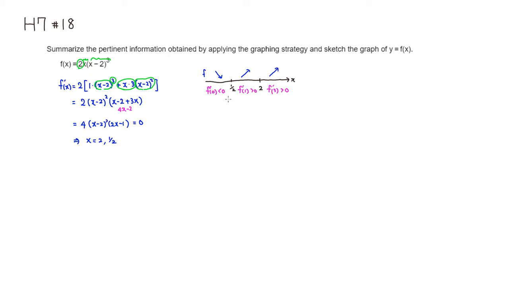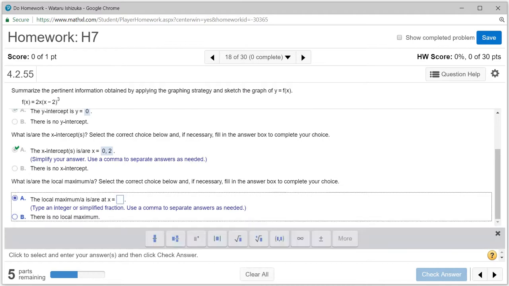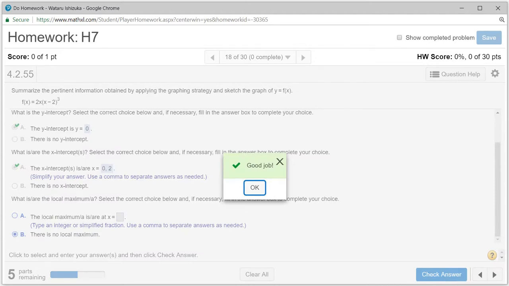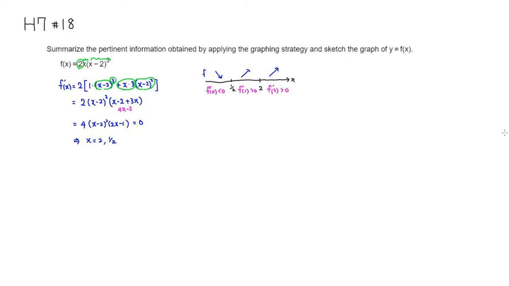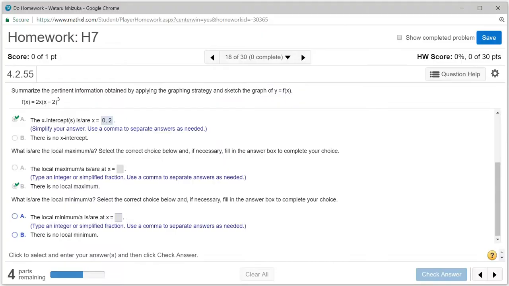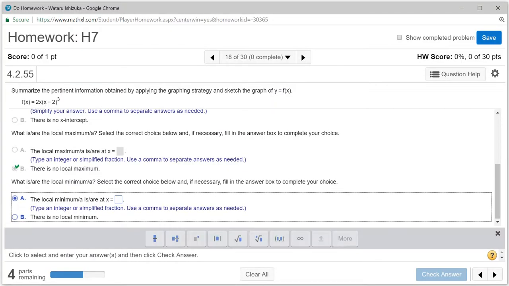So we can see that there is actually no local maximum. Check that. All right, we got that. And for the local minimum, we can see that it happens here, where decreasing turns into increasing. So the local minimum happens at x equals 1/2.